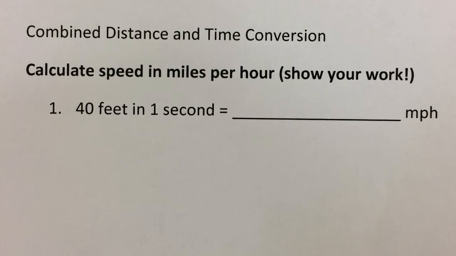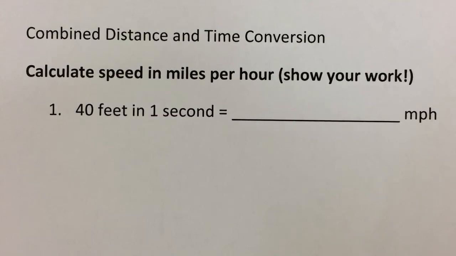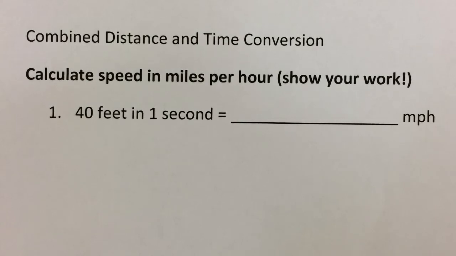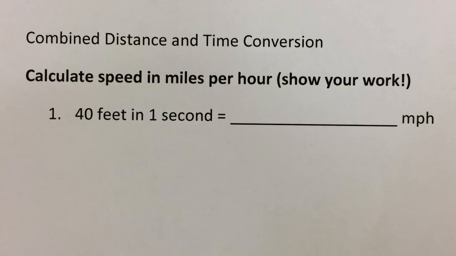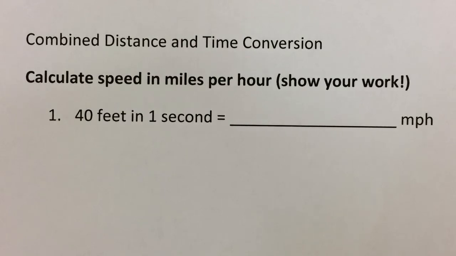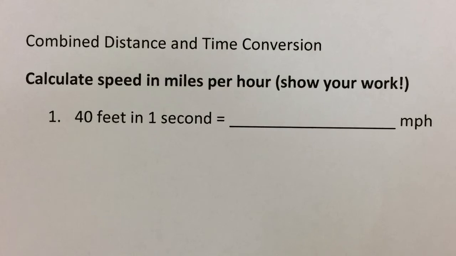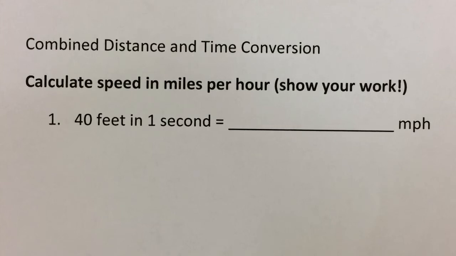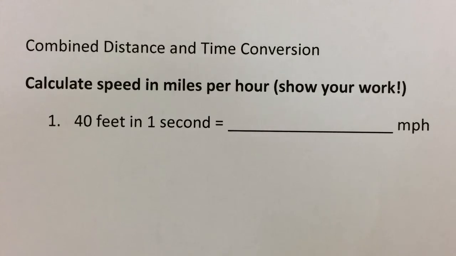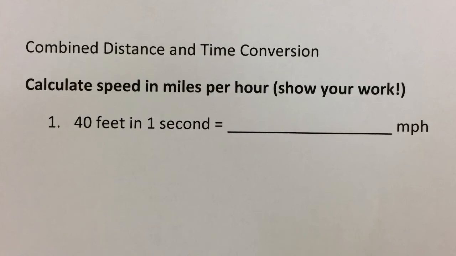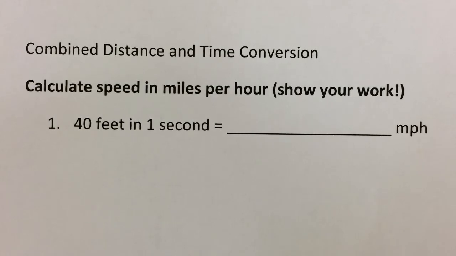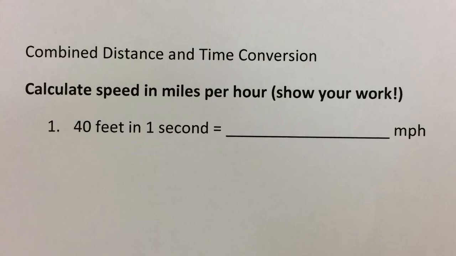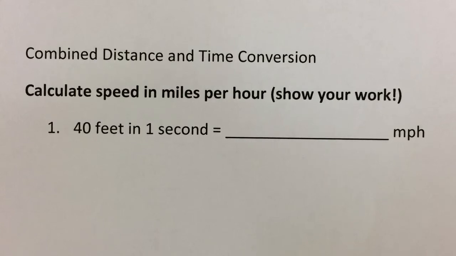Okay, now we're ready for the very last part of this packet on unit conversion, and we're going to do 5 problems here where you're actually combining your distance and your time conversion together to take a sample set of data and convert it from feet per second into miles per hour. So we'll look at problem number 1 here, where it says that a car went 40 feet in 1 second. Distance divided by time is speed. If we took 40 feet and divided by 1 second, that would be 40 feet per second. But we want to know what that is in miles per hour.